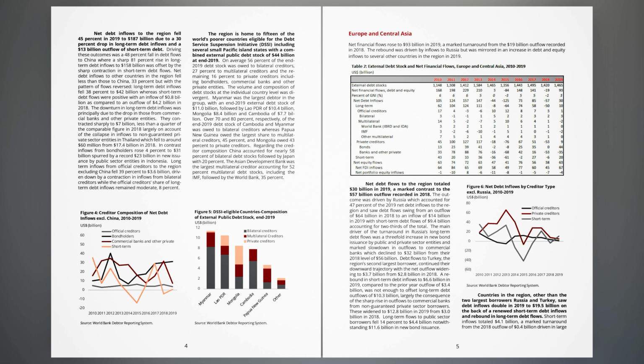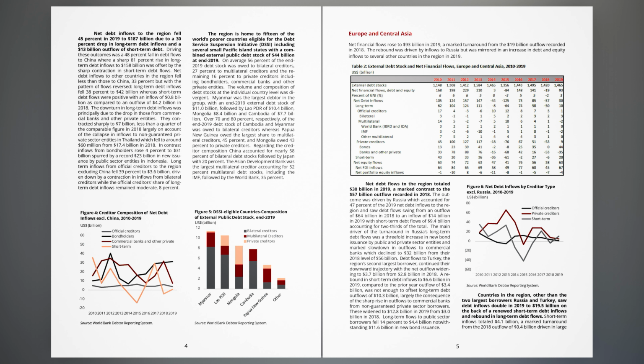The outcome was driven by Russia, which accounted for 47% of the 2019 net debt inflows to the region and saw debt flows swing from an outflow of $64 billion in 2018 to an inflow of $14 billion in 2019, with short-term debt flows of $9.4 billion accounting for two-thirds of the total. The main driver of the turnaround in Russia's long-term debt flows was a threefold increase in new bond issuance by public and private sector entities and a marked slowdown in outflows to commercial banks, which declined to $32 billion from their 2018 level of $56 billion.